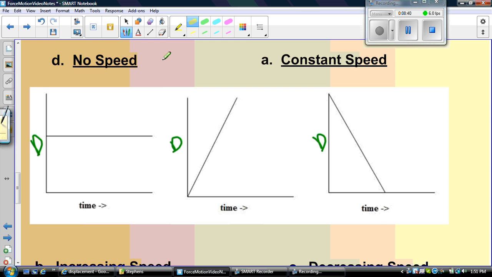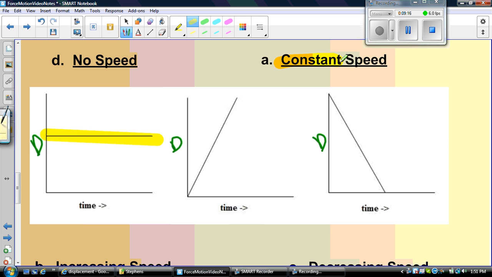Okay, so let's take a look at these graphs. If something is not moving, then you're going to see a graph that looks like this. It's just a straight line all the way across. Here's the reason why. Let's say you're 5 meters away from your house and you stop to take a break. So if this distance right here is 5 meters, and then we just measure over time, and after 1 second, 2 seconds, 3 seconds, you're still at 5 meters, then that means you have not moved. So no speed on a distance versus time graph is a horizontal line.